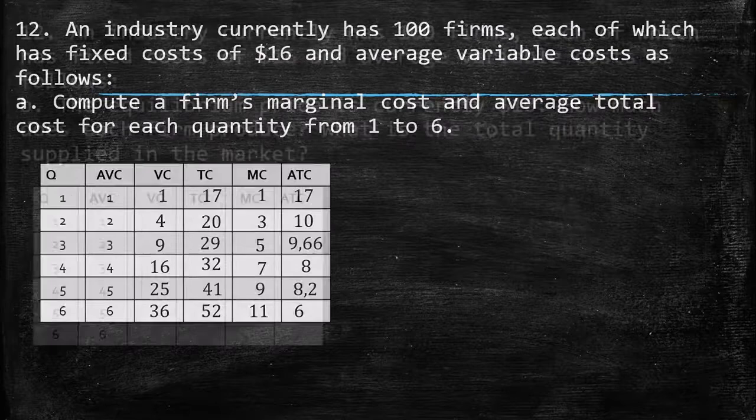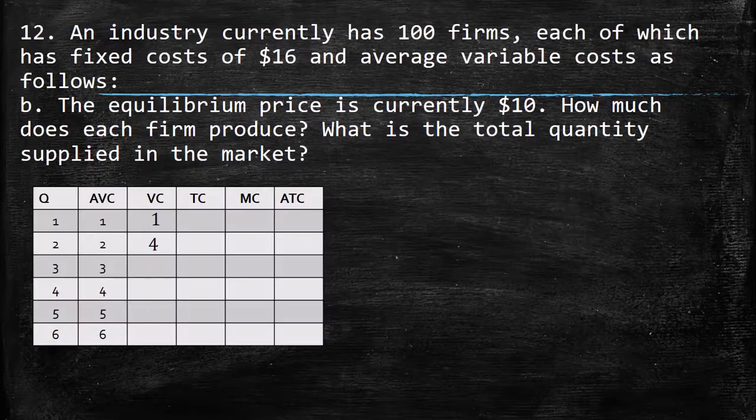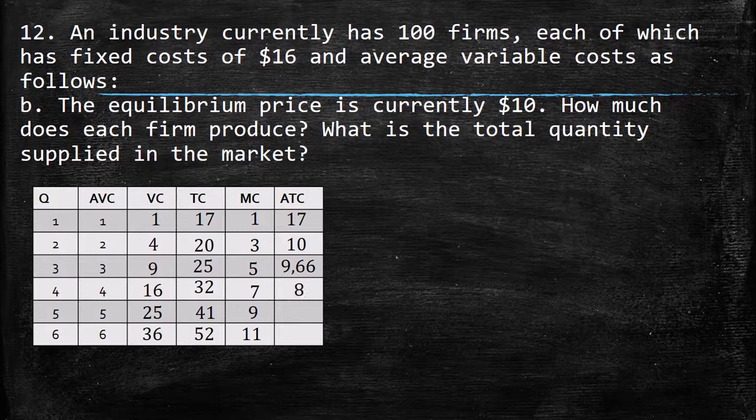Then we already know that this was not okay. Then we have this one, which is corrected partially, because still this one is wrong and this one is wrong. Okay. Then the equilibrium price is currently $10.